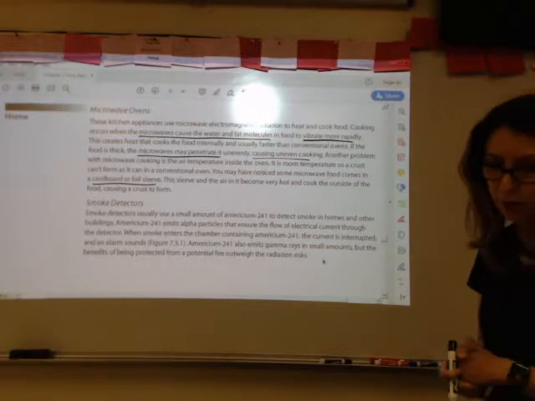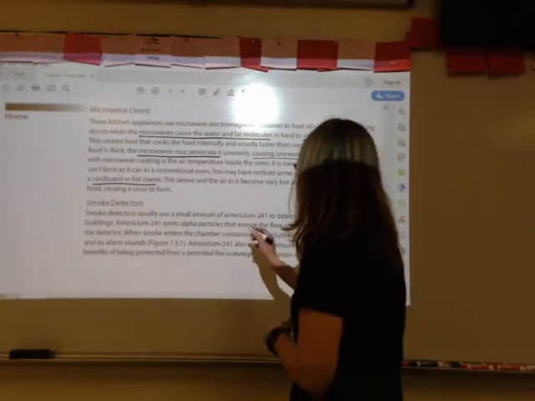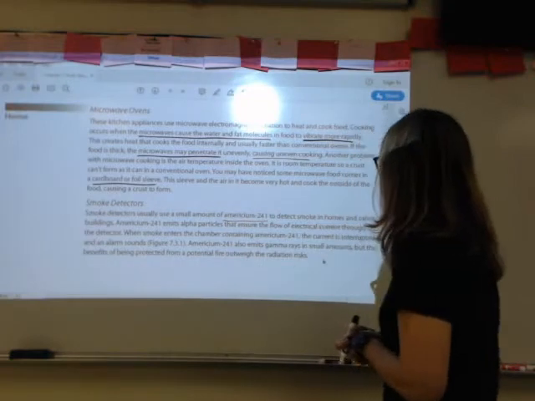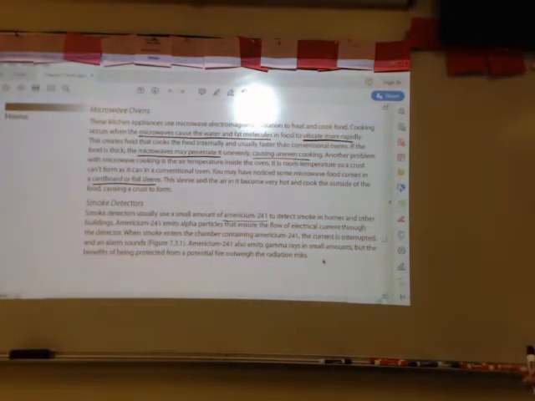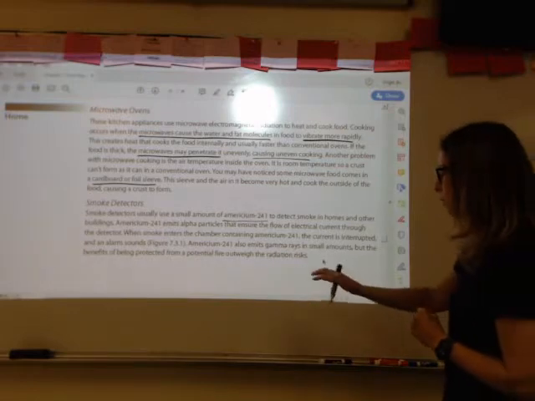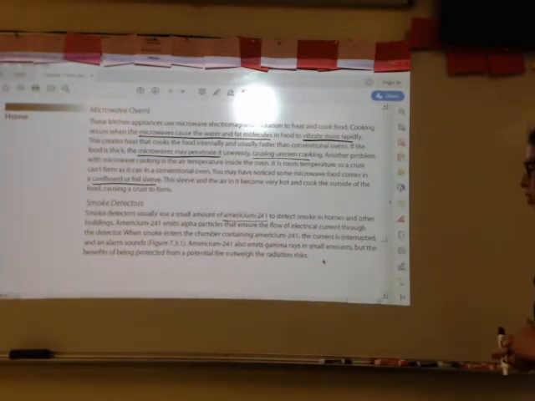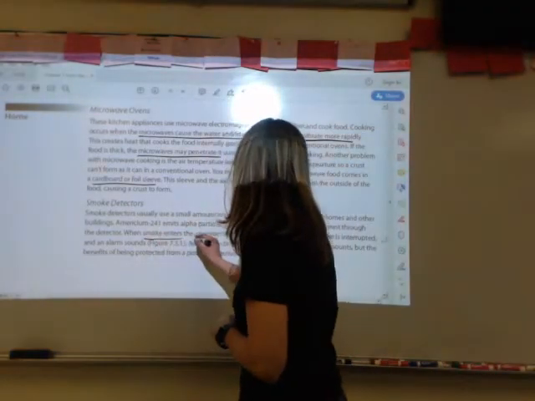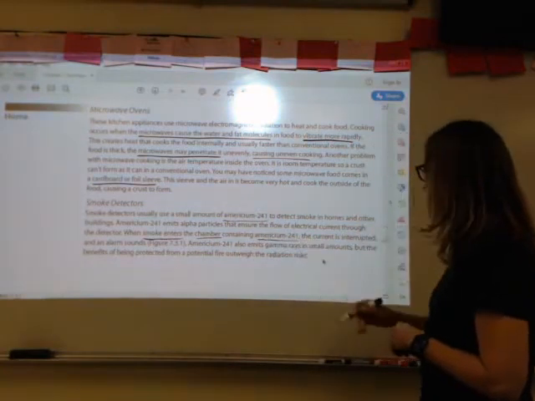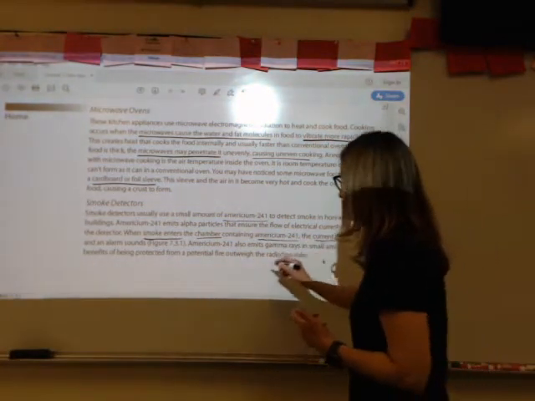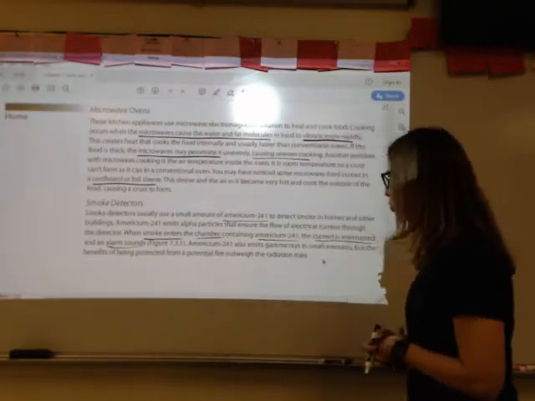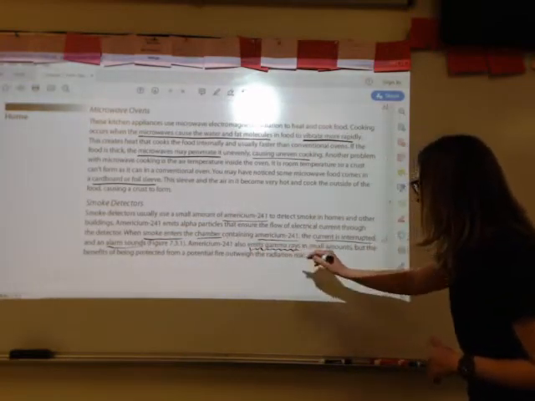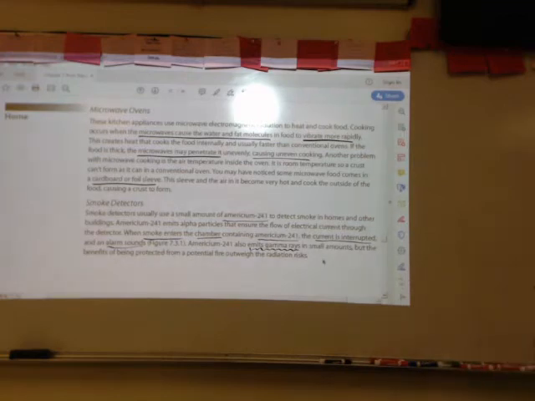Now, smoke detectors use a small amount of americium-241 to detect smoke in homes and other buildings. This isotope is going to emit alpha particles, and they ensure the flow of electrical current through the detector. And when smoke enters the chamber that contains this isotope, it interrupts the current, and that's when you get your alarm. Now, americium-241 actually emits gamma rays in really small amounts, but the benefits of being protected from a potential fire far outweigh those radiation risks.